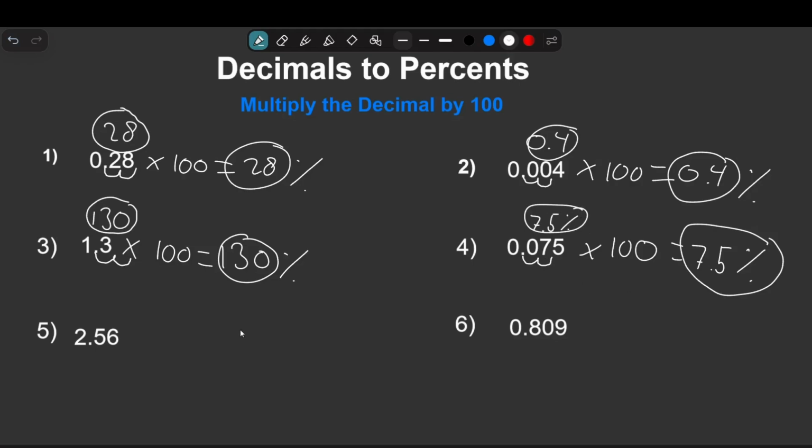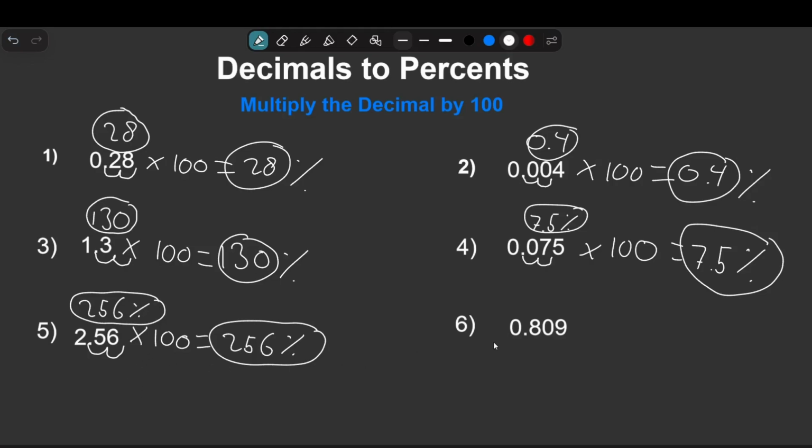Now, let's go over to our fifth example. For our fifth example, we have 2.56. Again, we're going to multiply this by 100. 2.56 times 100 will be 256%. And again, we can also do this by moving the decimal twice, like this, and you will get the exact same answer.